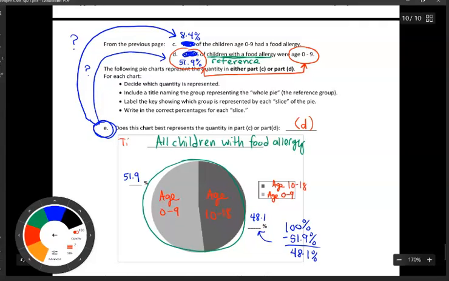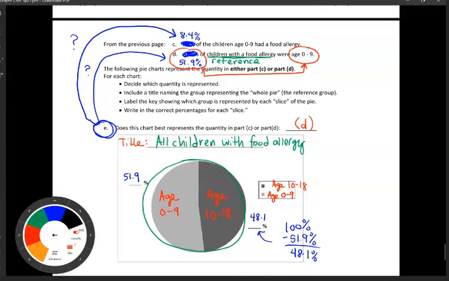So my title always refers to my reference value. In this case, it was all children with food allergies. And then the pie chart is dividing them into subgroups. We had subgroups by age here. Some of those children with food allergies were age 0 to 9, and some were age 10 to 18. So I filled in all the pieces of my pie chart here.